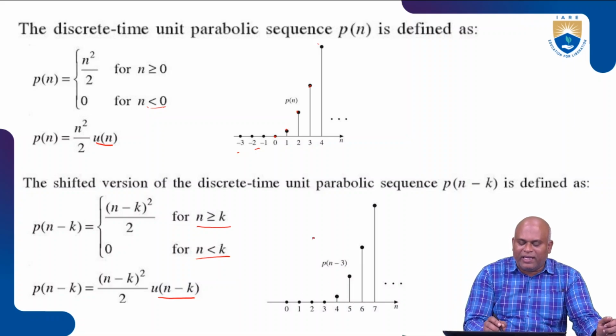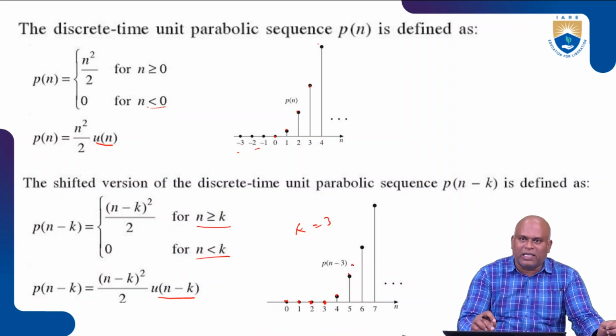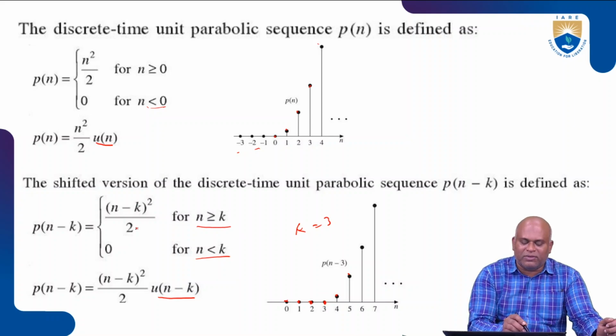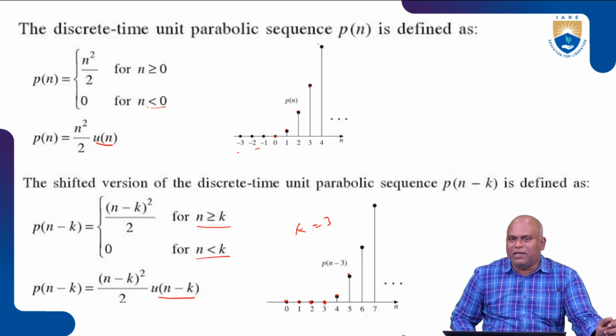This one represents the graphical model. Here I take k equal to 3 as a positive integer. Up to 3, all the negative values are represented as 0. After that, the discrete parabolic sequence starts for n equal to 4. That means n minus k whole square divided by 2, with n equal to 3 plus 1 is 4, 3 plus 2 is 5, 3 plus 3 is 6, and like that it keeps increasing as a parabolic discrete sequence.